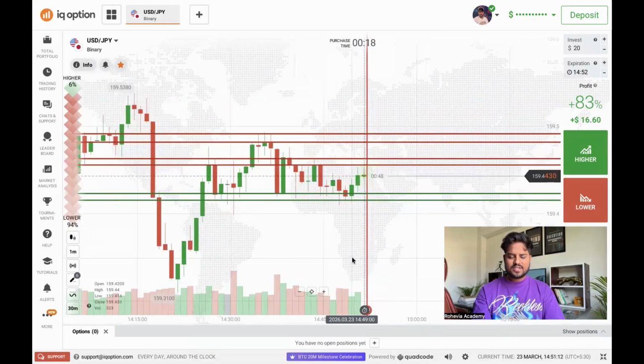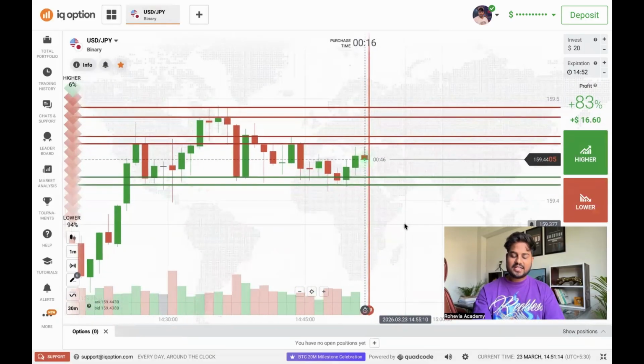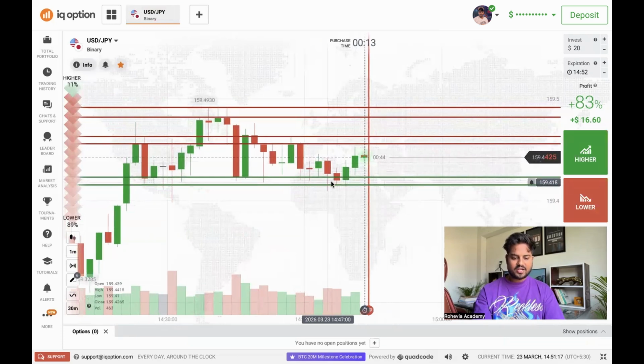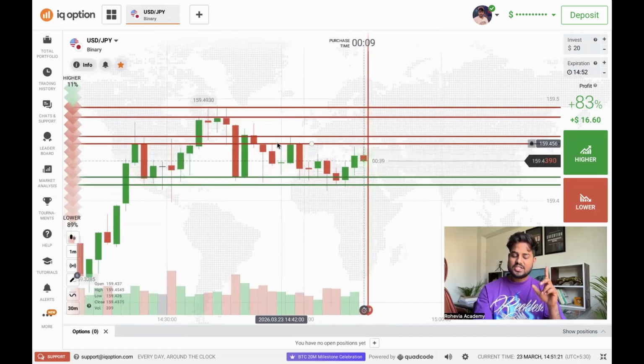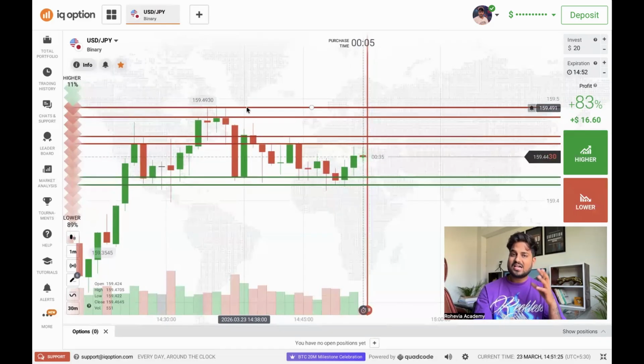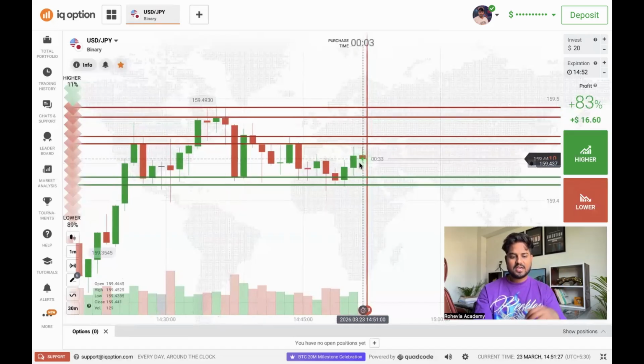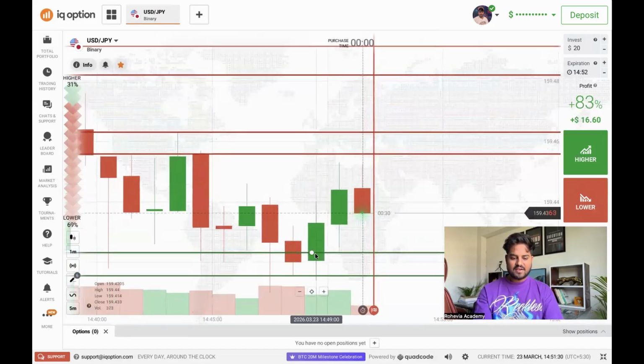So here I am on the USD JPY chart, and here I can see that the market is in a range, and here I already have placed these lines. These lines are representing the first support area. These two lines are representing the first resistance area, and these two lines are representing our last resistance area, last line, right? Now here I can see that two buyers' candles have entered the market.